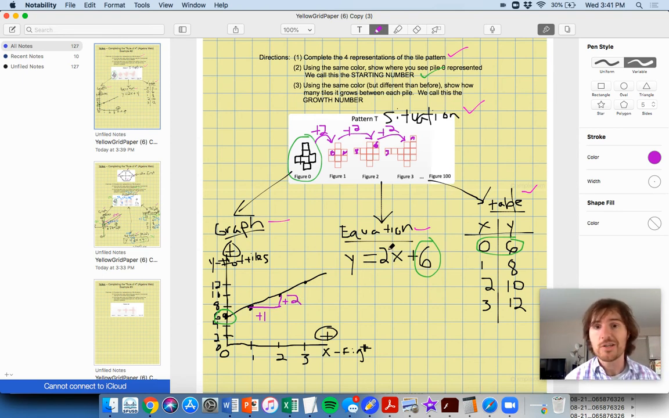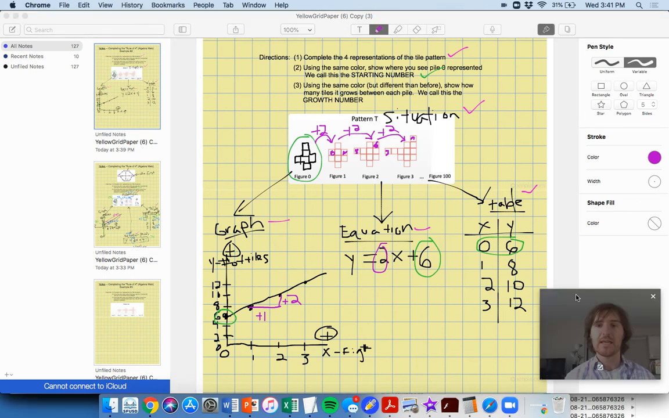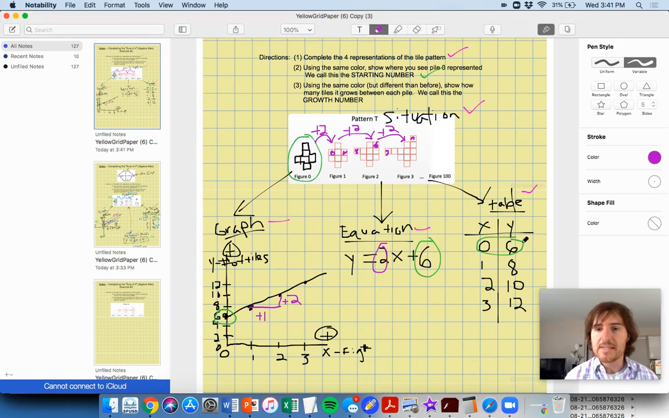Growth number in the equation, you guessed it, right there, right? The one touching the x is the growth number. X gets bigger by 1, then we've got to add 2 to it. So if you're getting bigger by 1, 1 times 2 is 2. So your number of tiles has gotten bigger by 2. Finally, table. Where do we see +2 in the table? That's right. We look to the right side here. Going from 6 to 8, that's where our +2 is. So that's our growth number.